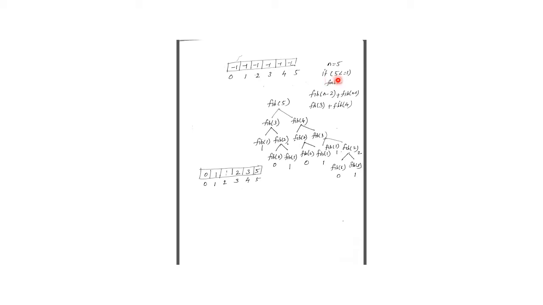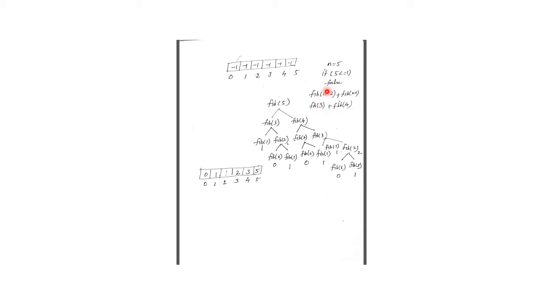So if n is less than or equal to 1, here we have taken the value of n as 5. So if 5 is less than or equal to 1, we have to check. So here 5 is greater than 1. So the condition is false. So we have to move to the else part.